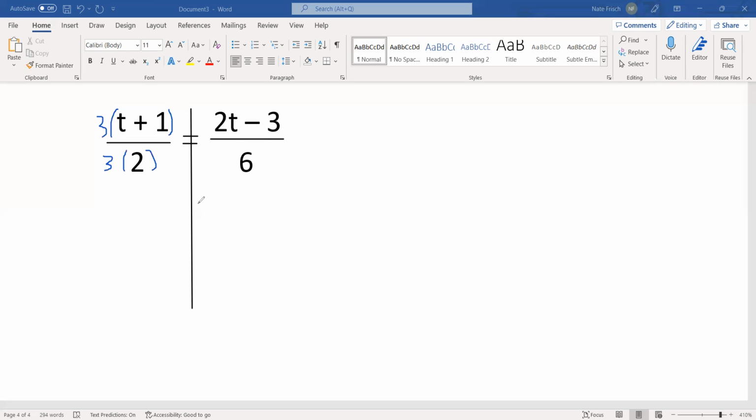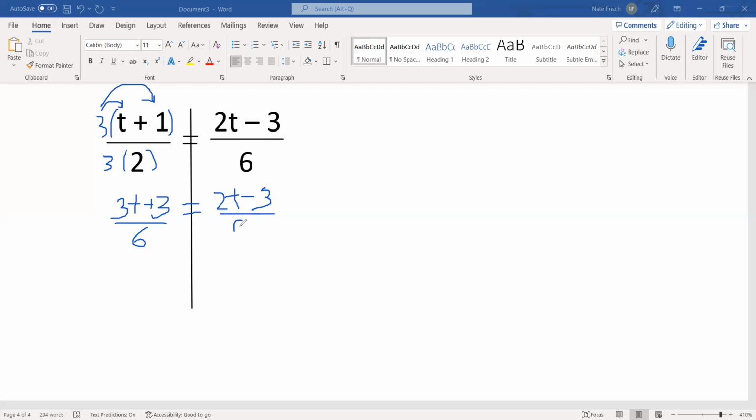In these, there is distributing going on, so we need to be careful there. So here I'm just going to get 3 times t, and 3 times 1 should give me 3t plus 3. And in my numerator, 3 times 2 should give me 6. So now I have the same denominators on both sides of the equation.